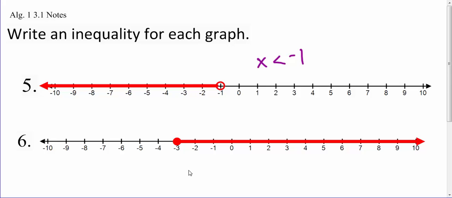Okay, number 6, we have a filled in circle and it goes to the right. So right there I know not only is it equal to, but it's also going to be greater than or equal to, and our number is -3. So any value that's at least -3 would satisfy this graph. On the first one, any value less than -1 would satisfy the inequality.